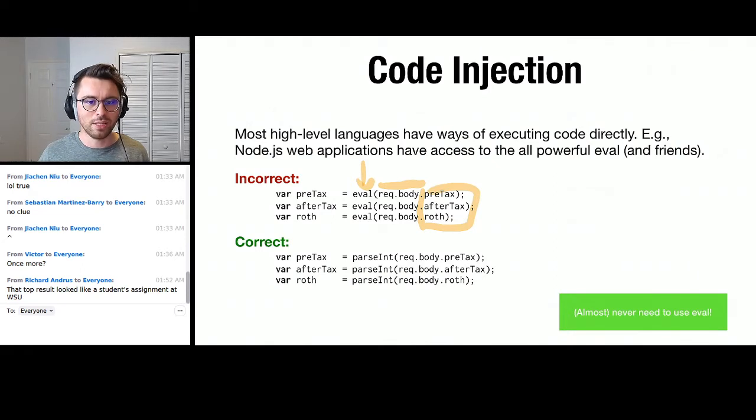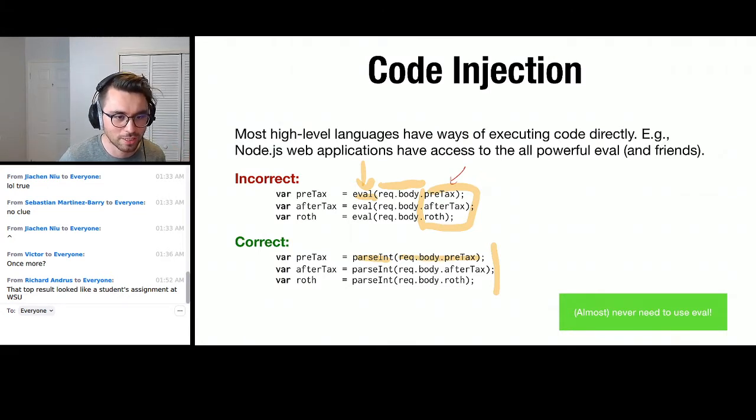Now, that basically means that as the attacker I can send you whatever I want as pre-tax. I don't have to send you a number, right? There's nothing stopping me from sending an arbitrary request. I just pull up my shell and do a curl with whatever I want, and totally own your Node.js web app. So what you should be doing instead is using APIs that, again, treat this data as data, right? parseInt takes a string and converts it to an int. Eval takes a string and turns it into code. It just sometimes happens to return an int.